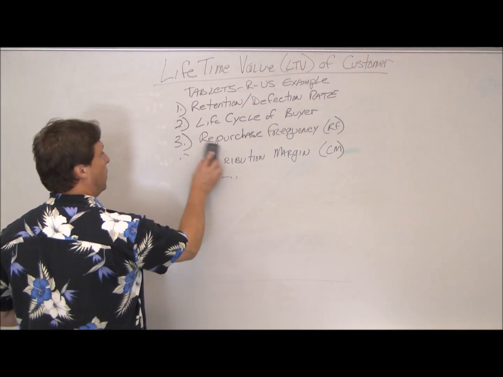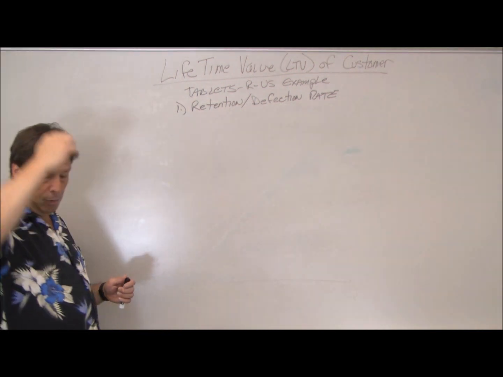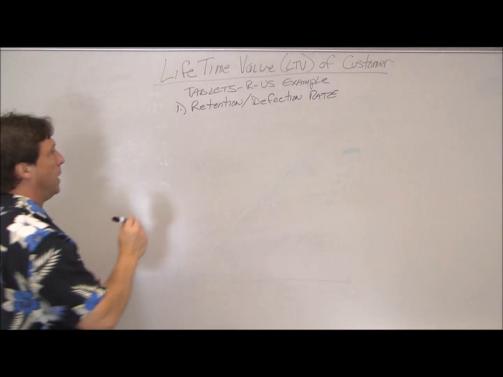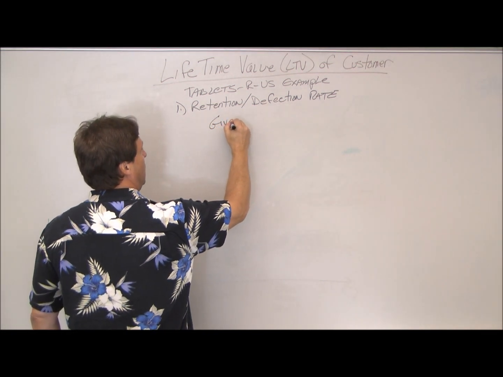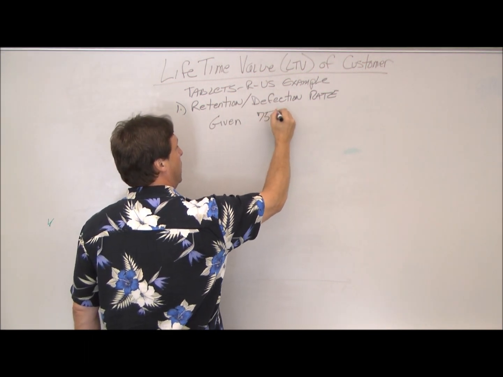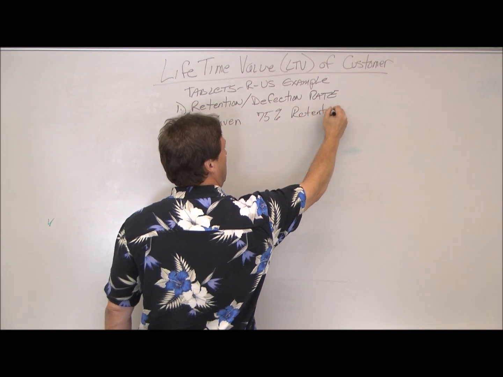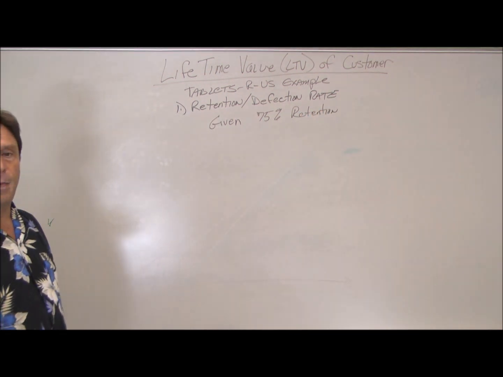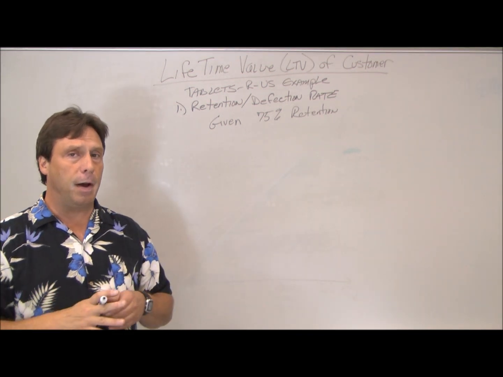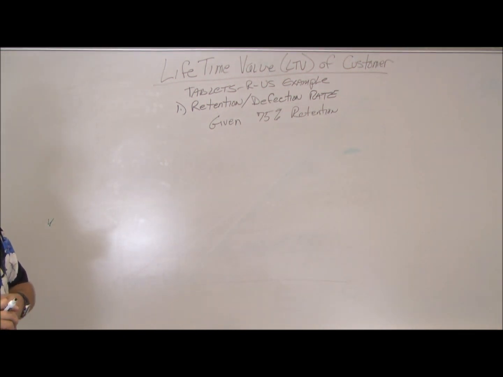So let's just start with the retention defection rate. They're really the same thing. It's all how you calculate it. We were given, in our Tablets R Us example, the 75% retention rate. What this is telling us is for every 100 customers we have this year, we'll have 75 of them again next year. So we have a 75% retention rate.